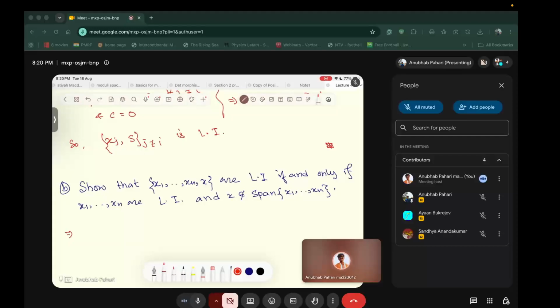Okay, so let us start solving this. If x1 up to xn of x is independent, any subset including x1 up to xn is independent.